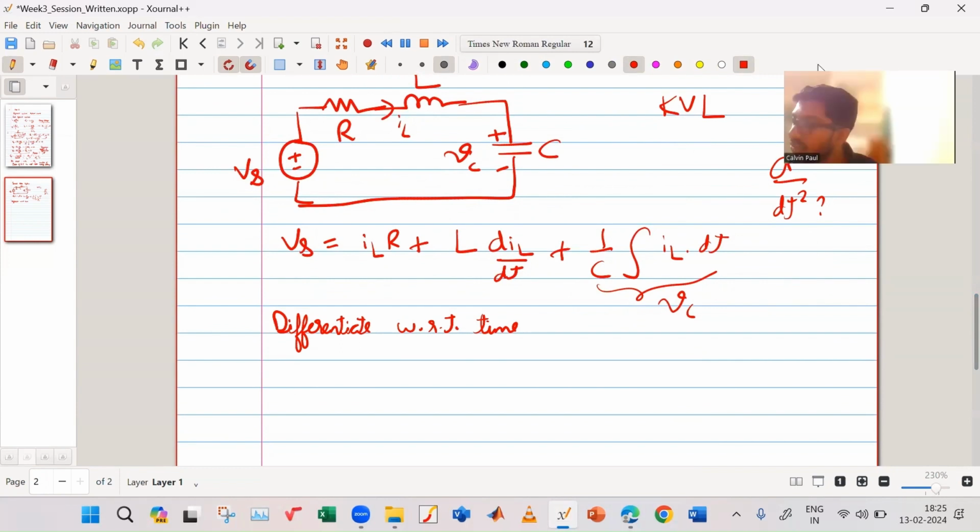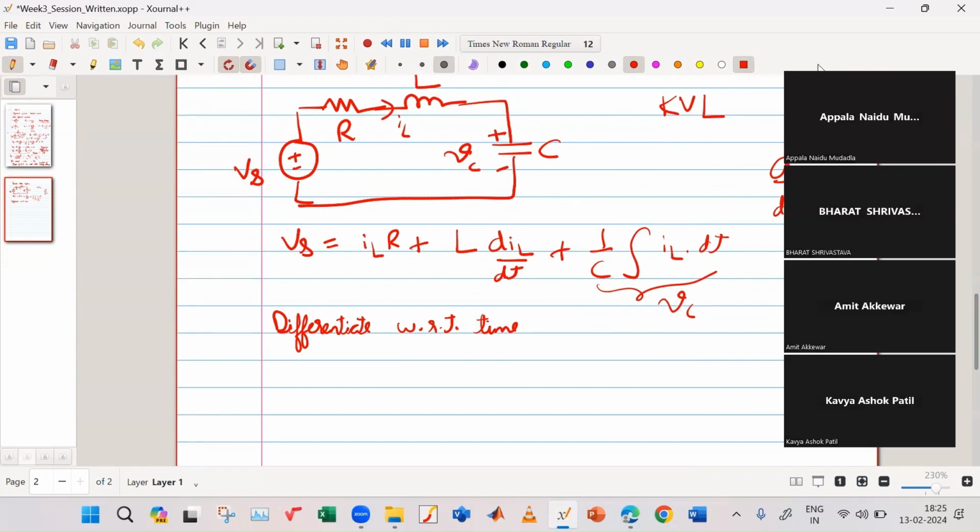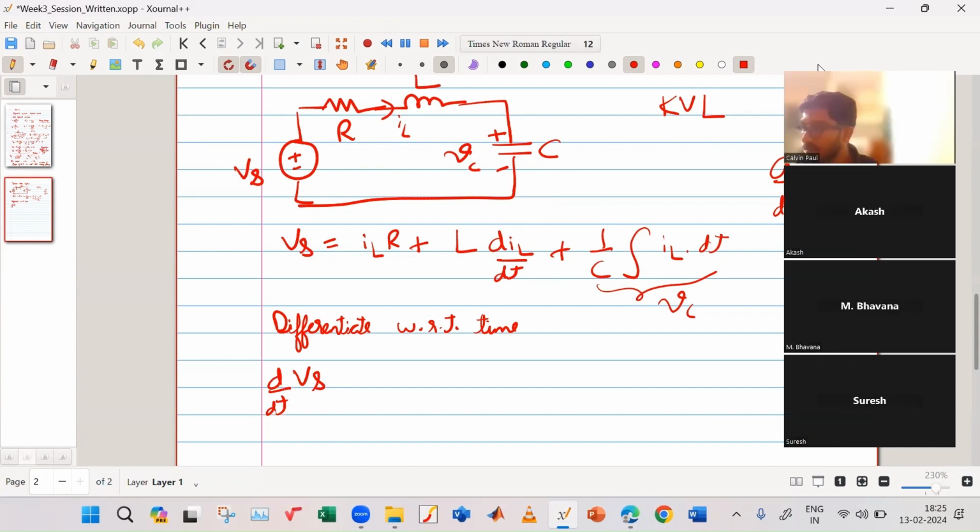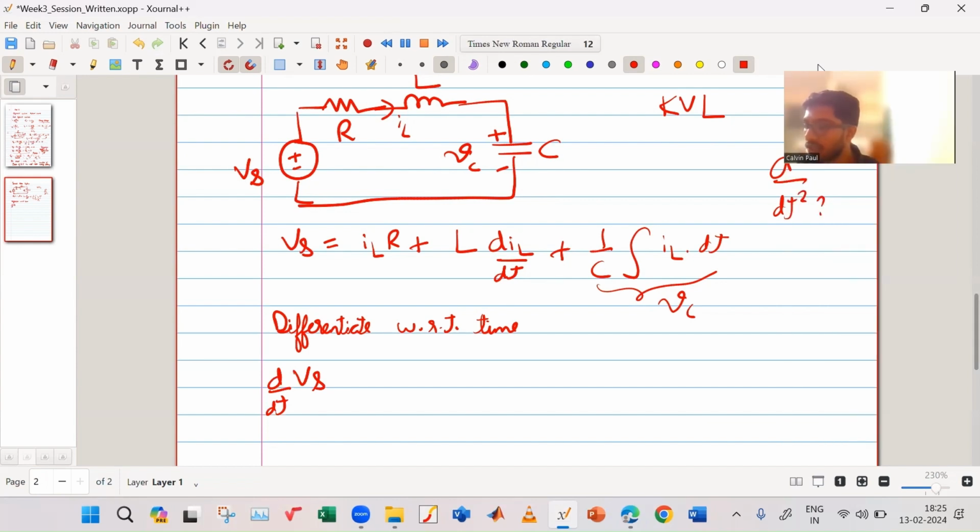Okay, so I will differentiate now. Let me check who are the students here. So Amit Akivar. Okay, what is d by dt of Vs? What is the derivative of Vs? 0. Okay, that will be 0. So d by dt of Vs is 0.